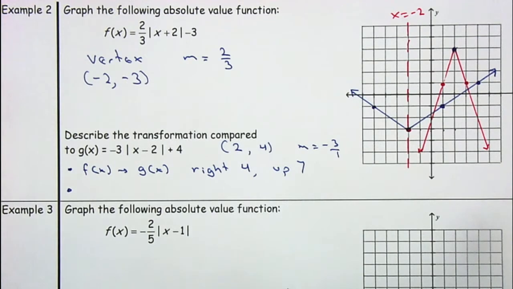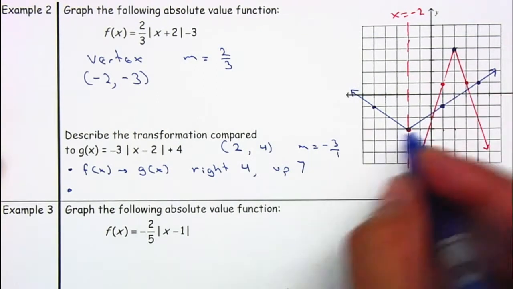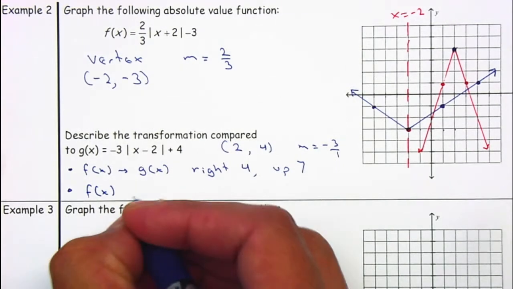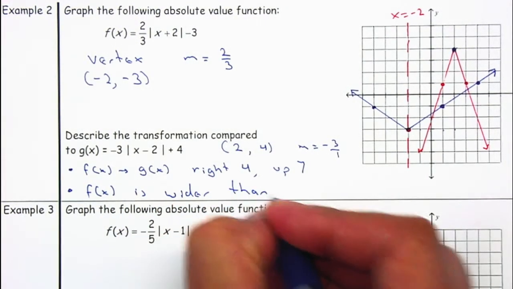Now I'm going to see which is narrower or wider. I'm going to compare f of x to g of x, and if you notice, this is very easy to tell. I know that f of x is wider than g of x.